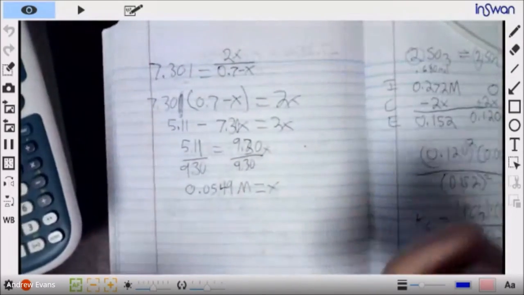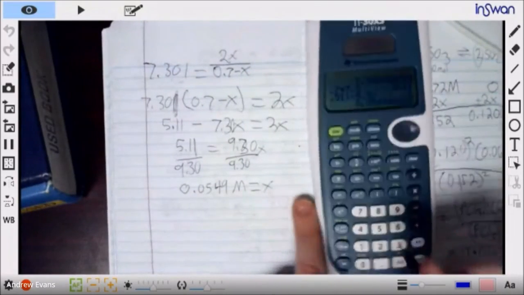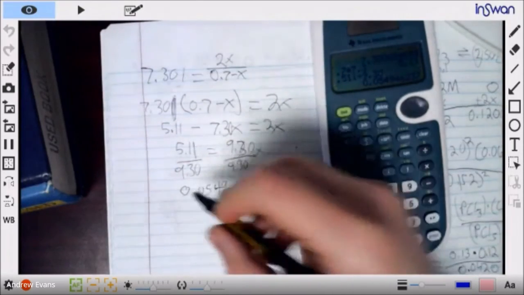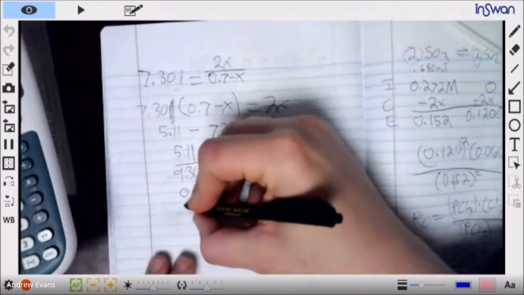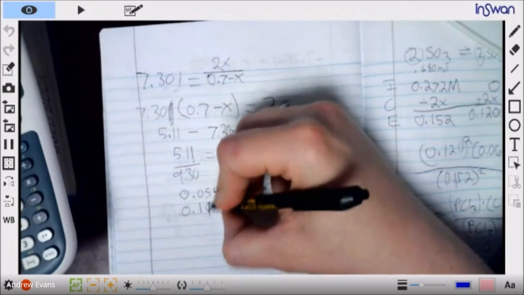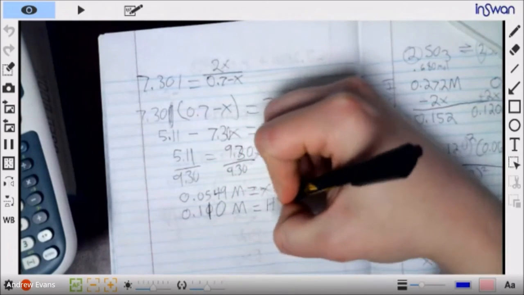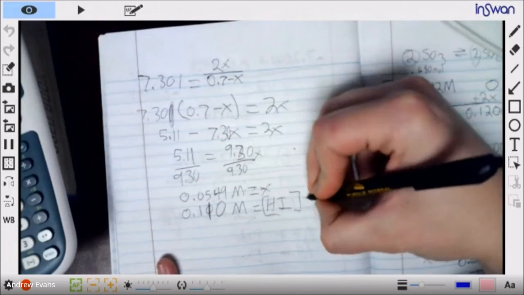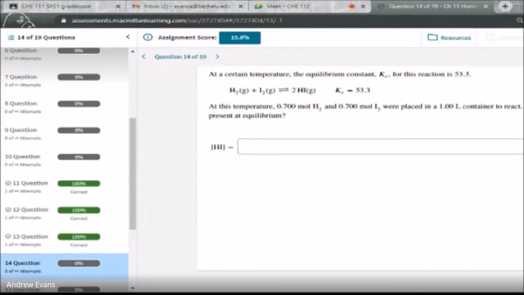So those who aren't here, who don't watch this, will probably get this one wrong, maybe a couple times. So we don't just want that value. We want that value times 2. Times 2 gives us 0.1098, which we can round up to 0.110 molar equals HI, which is 2x.